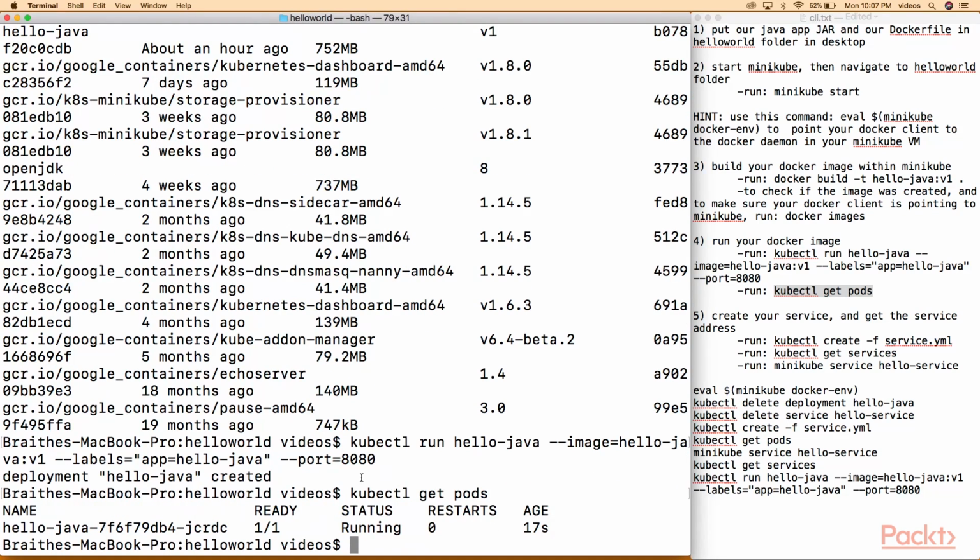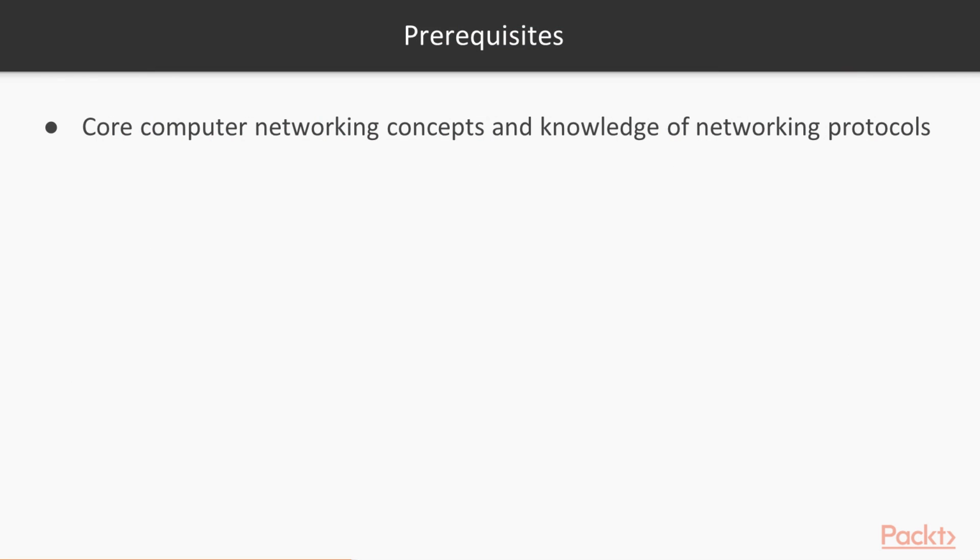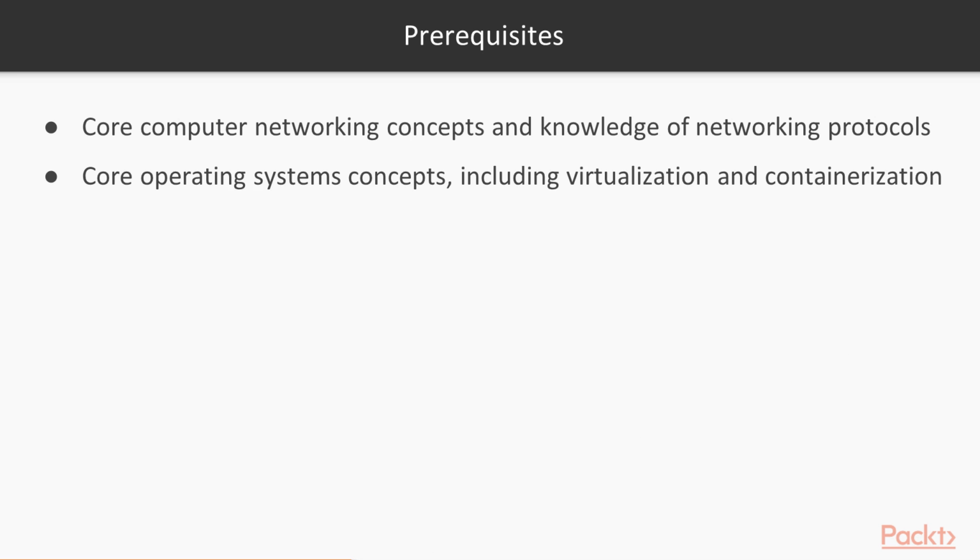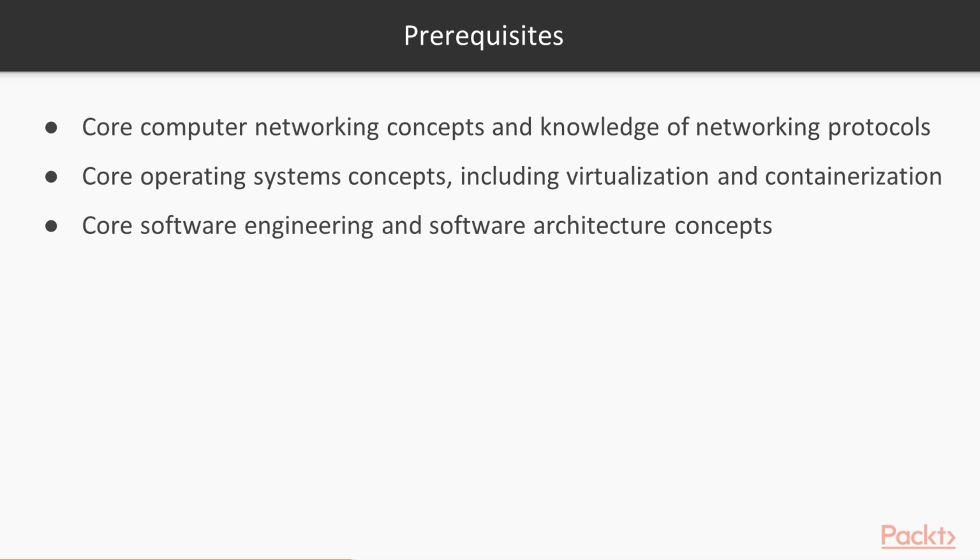Some preliminary concepts are in order. So you'll want to know some core computer networking concepts. You'll want to have some knowledge of some networking protocols. You'll want to have some core operating systems concepts under your belt, including virtualization. What is virtualization? What is containerization? You'll want to understand some core software engineering and software architecture concepts.